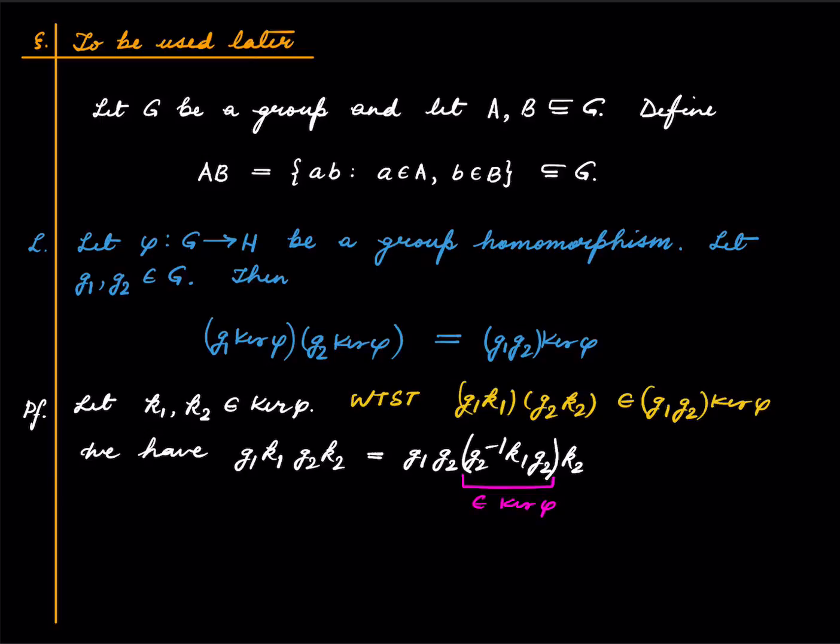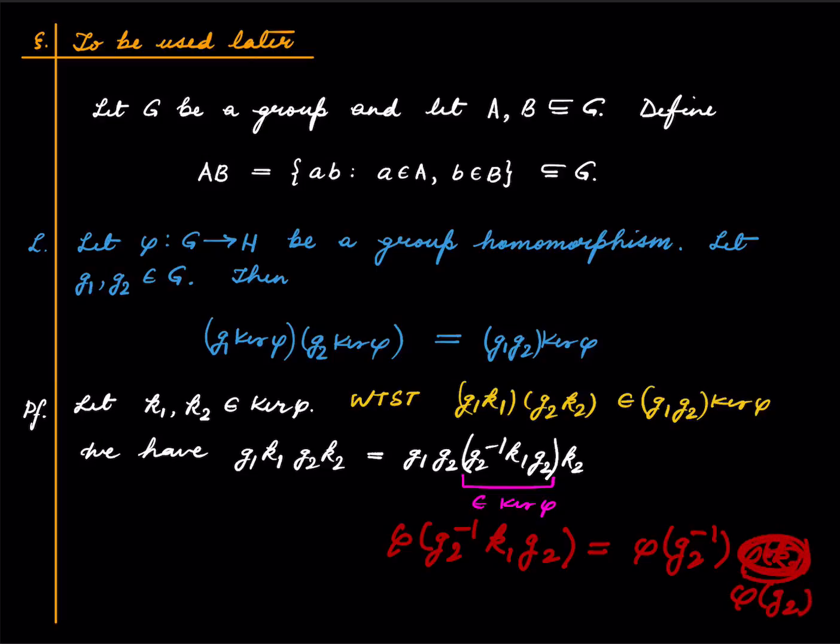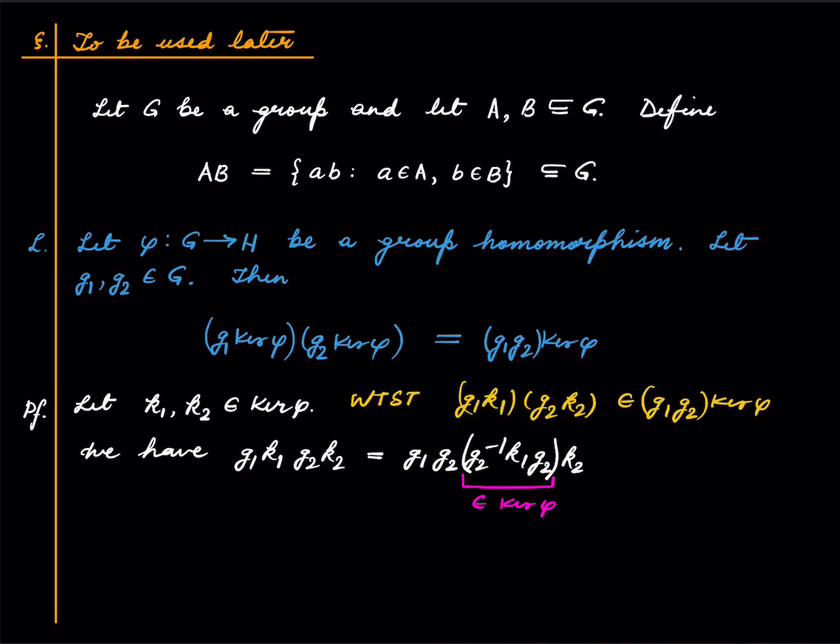So this is some k3, and how do you check this is in the kernel? Just apply phi. So phi of g2 inverse k1 g2 is phi g2 inverse, phi k1, phi g2. But this is identity, so this kind of goes away. So we are left with phi g2 inverse times phi g2. But this is identity because phi g2 inverse is the inverse of phi g2. So I leave you to fill in the details. Basically, just verify that this is in the kernel.